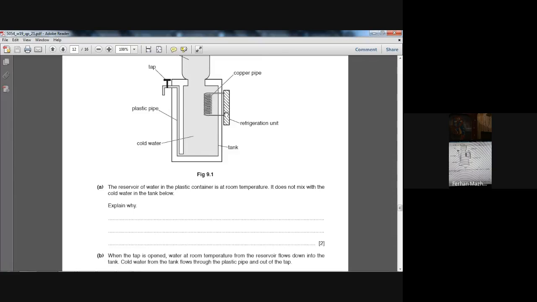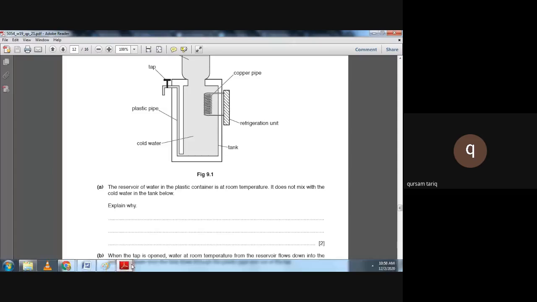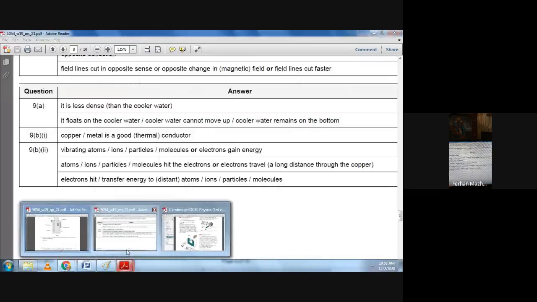So why is this made of copper? So the heat from the hot water can be conducted to the gas which is inside the pipes. Do you understand this idea? Then we can look at the marking scheme also. Yes sir. Okay, let me check the marking scheme also.